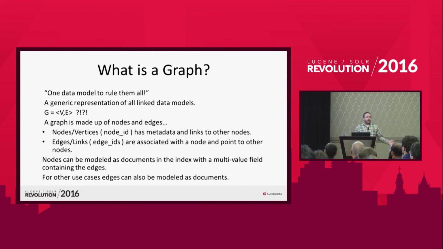So what is a graph? A graph is a set of nodes and edges. What is a node or a vertex? It is a data point that points to other data points. Sometimes they're called nodes, vertices, things like that. So the idea is that you can model a graph by using a document. A node is a document in the index, and that document has a field on it which points to other documents in the index.